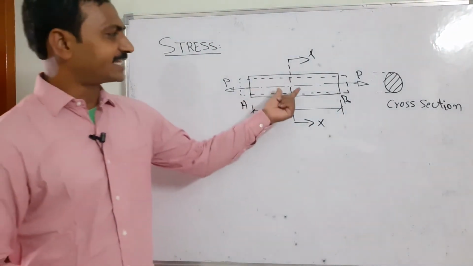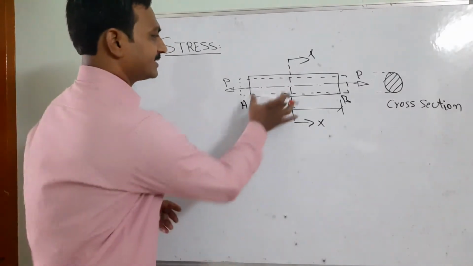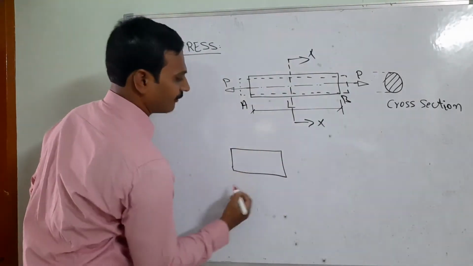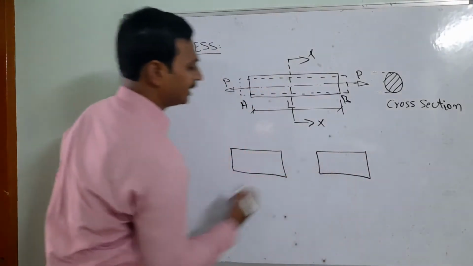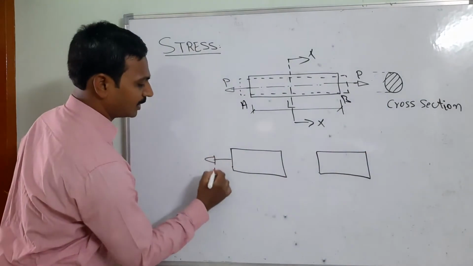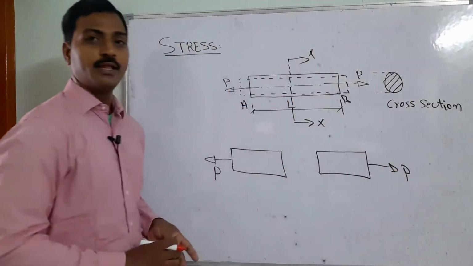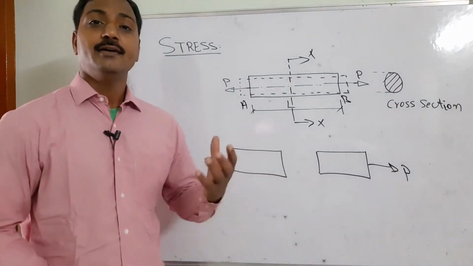Because of this section plane, it automatically makes two parts. This is going to be your left part, right? And this is going to be your right part. As we know, the member is subjected to a left side force here and a right side force here. Then how can we maintain the object in equilibrium conditions?